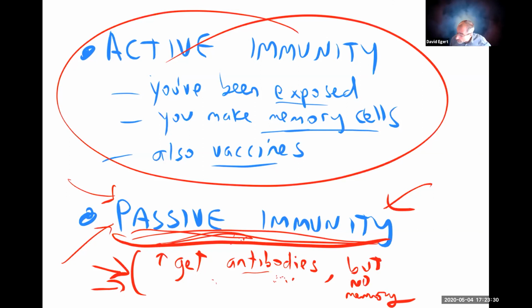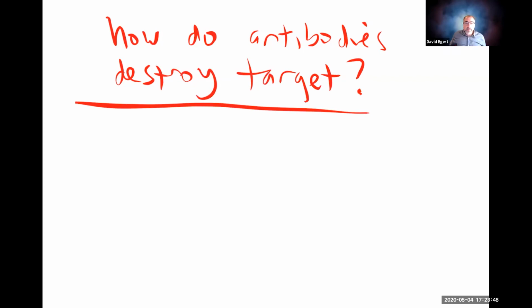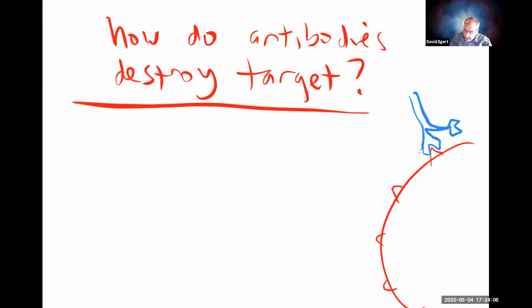All right, let's talk just a little more about antibodies. So how do antibodies destroy their target? If you think about it, from what we were talking about, an antibody is just a little thing. Here's some target, and it's got some markers, and the antibody comes in. It had the little thing that grabbed on.